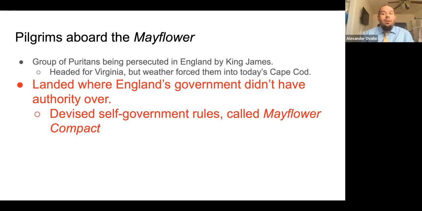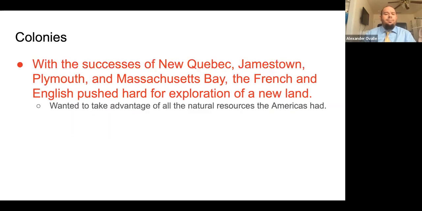And so the people aboard the ship devised their own set of self-regulating, not self-control, but laws and government, and they called it the Mayflower Compact. So when they first came across the land, there was now this set of rules that everyone agreed to on the boat, and they were going to follow it so they could be organized.